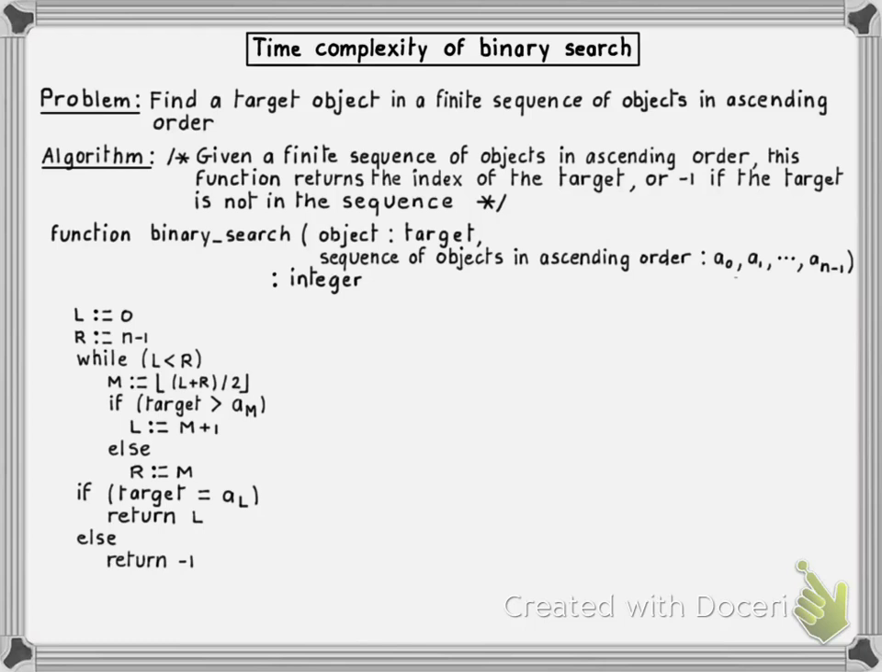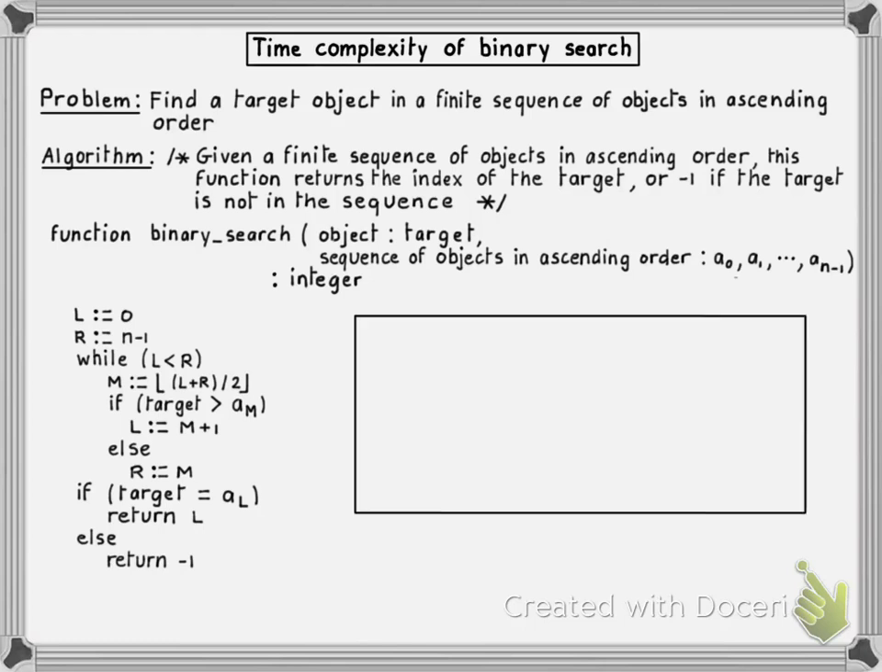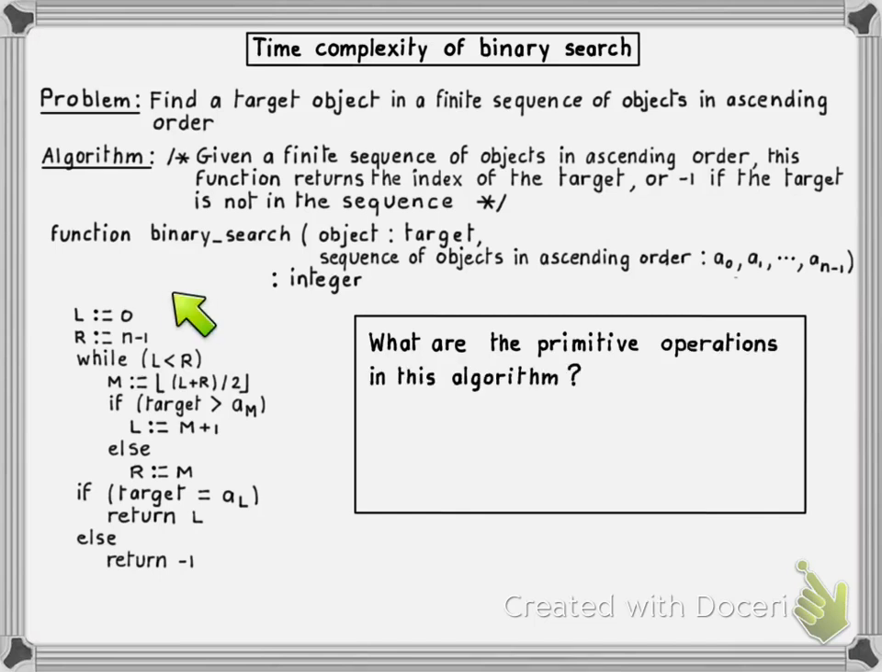So we're going to now study the time complexity of this algorithm, and remember that the first step always is to decide which primitive operations are going to count in the estimate of the runtime. So, what are the primitive operations in this algorithm? Well, it starts with a couple of assignments. Then there's a while loop, which itself is decomposed into comparisons, assignments, some arithmetic operations, and then there's an if statement made up of the same kind of operations.